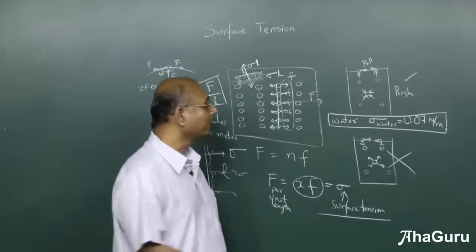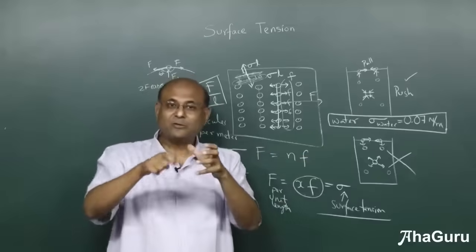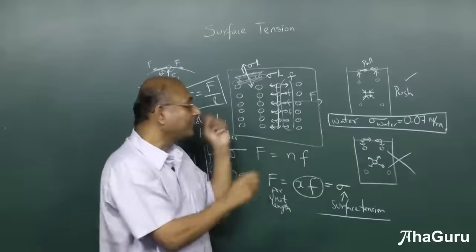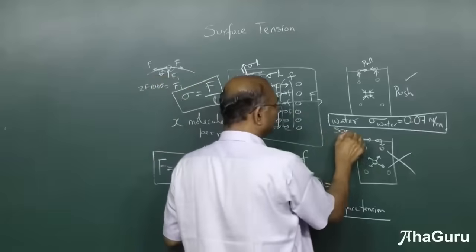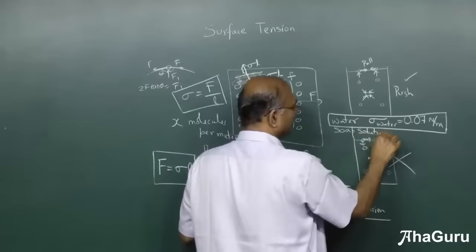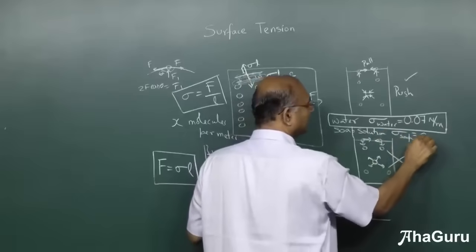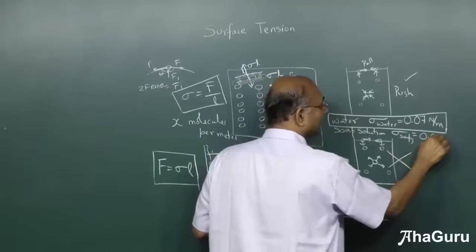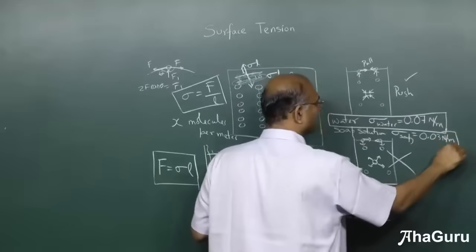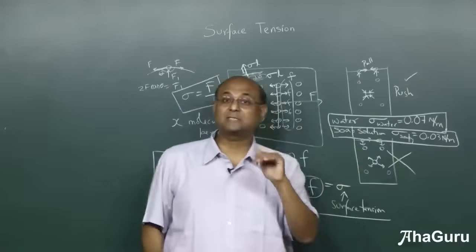But we will talk about the surface tension of water as being close to 0.07 newtons per meter, a very important value to remember. But if I put soap in water, soap molecules interact with water and reduce this intermolecular force. Because of that, for soap solution, sigma of soapy water is much less. It is 0.03 newtons per meter.